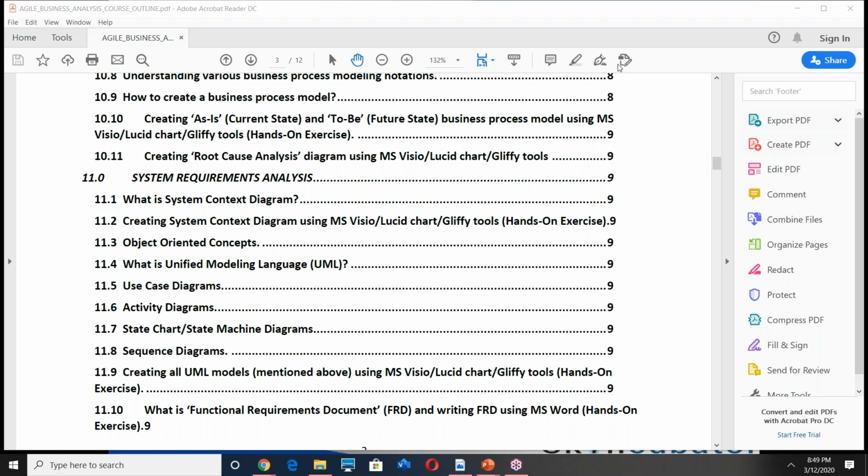But if you don't have access to MS Visio, there are other tools like Lucidchart, Glyphy, draw.io, and there are a million tools out there which you can use. But the idea is, if you can master one tool like MS Visio, you can use any tool, right? So you don't have to worry about a specific tool, but you should be comfortable using any tool once you have been exposed to one of them.